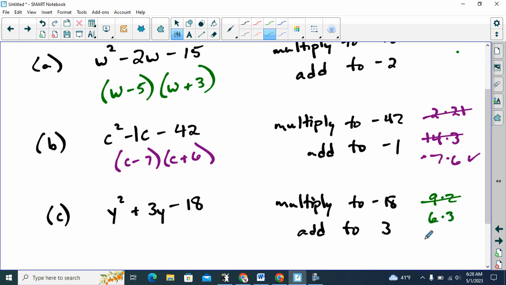6 times 3. 6 plus 3 is 9. 6 minus 3 is 3. There's my numbers. Multiplies to a negative, so one number needs to be negative. Adds up to positive 3, so the bigger number is positive. 6 is positive, 3 should be negative. Double check. Positive times negative is negative. Multiplies to 18. Positive 6 plus negative 3 does give me 3. Y plus 6, y minus 3.